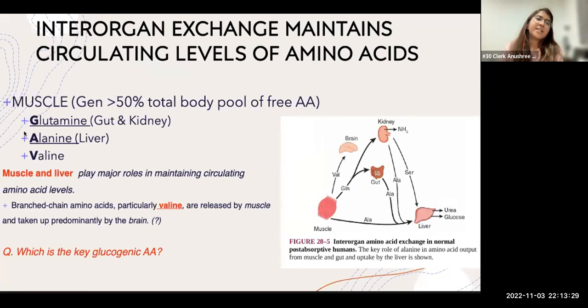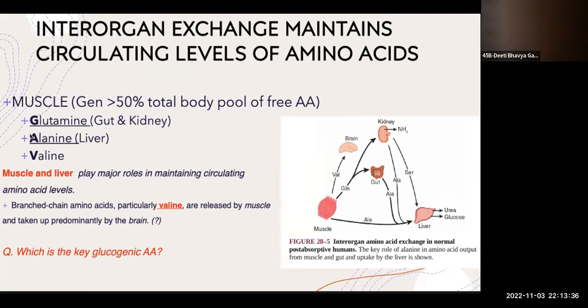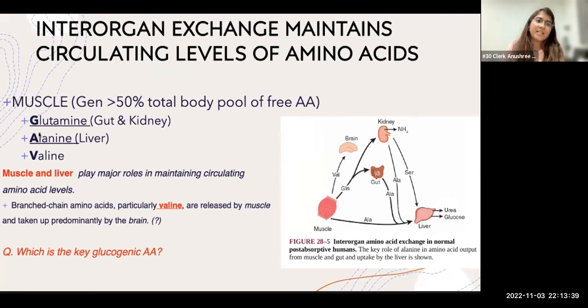There are three that I really want you to remember. You can remember it as GAVE: the muscle gave 3 amino acids, glutamine, alanine, and valine. They go to the gut and kidney, you can see muscle, this is gut and kidney, and alanine goes from this one to this one over here. The only two main organs that play a role in circulating amino acid levels are the muscle and the liver.